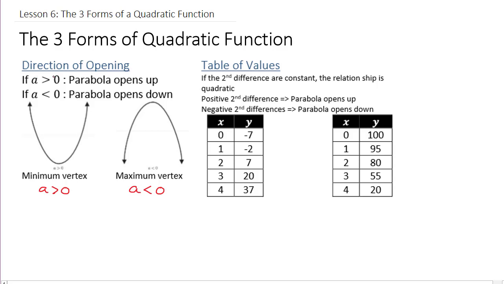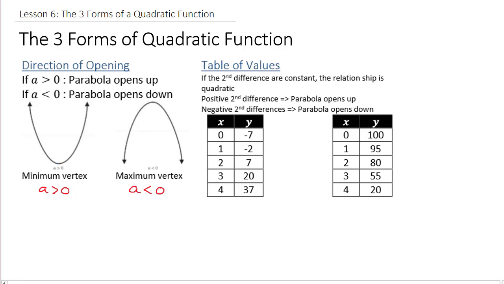So if a is greater than 0, like you have a positive a value, your parabola will open up, like the first example there. If a is less than 0, your parabola will open downwards. Another thing to keep in mind: our vertex is our highest or lowest point. So in this case, you have a minimum vertex when it opens up, it has a low point. And in the second case, you have a maximum vertex when it opens down.